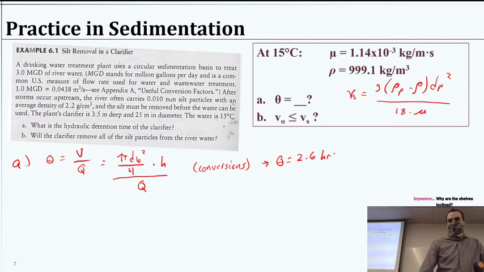Okay, so part A should be relatively straightforward. The volume of a cylinder, with the conversions given there, should get you 2.6 hours for the hydraulic residence time. Now, you may have put it in days or seconds or something, and we may need to convert it in the future, but that should be equivalent once you convert.